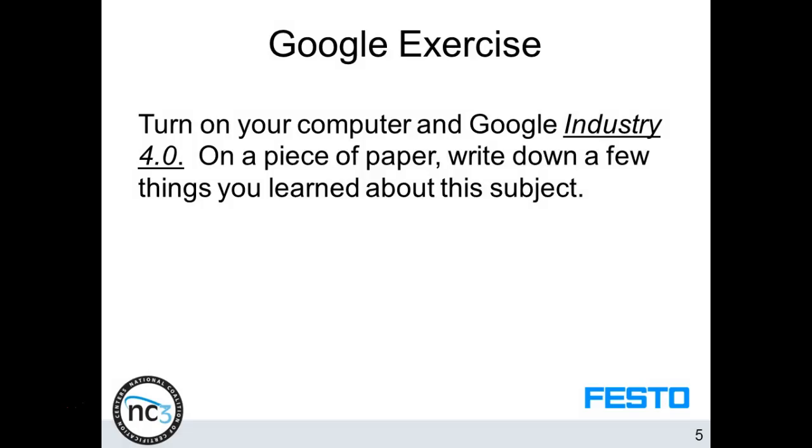What you want to do now is you need to bring up Google or go to a different tab, and then just look for Industry 4.0. And then on a piece of paper, just write down some things that you learn off that site. We'll give you all about 10 minutes to do that. Basically, it's primarily automation and then just communication, right, between them.